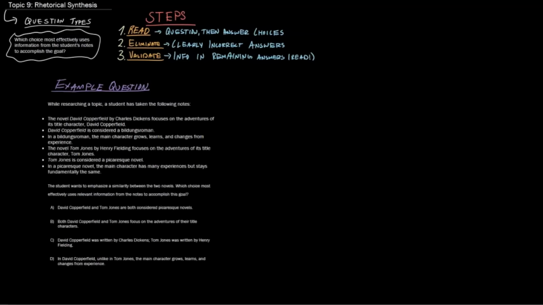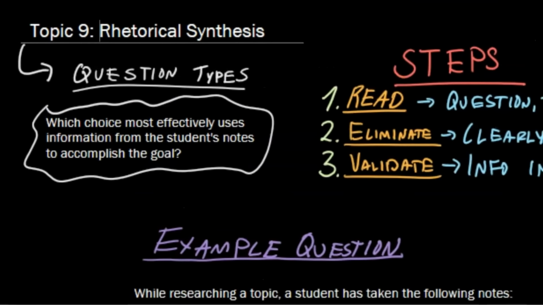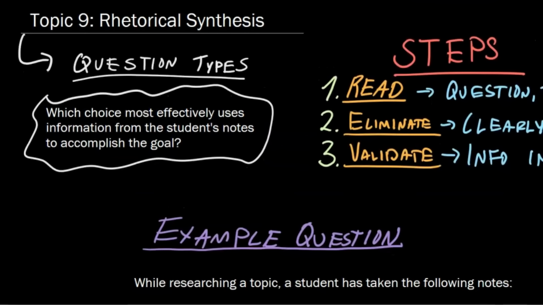All right, now we move on to topic 9, rhetorical synthesis. So this seems like a lot. Rhetorical synthesis sounds like a complicated topic, but it's really not. Anytime they ask you a question like this, it's going to say, which choice most effectively uses info from the student's notes to accomplish the goal?